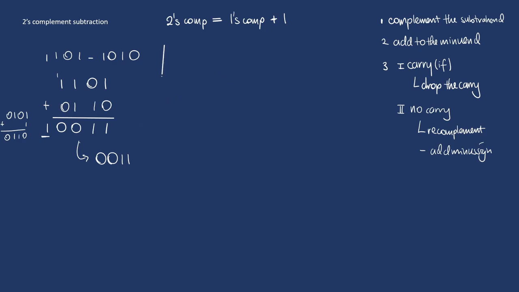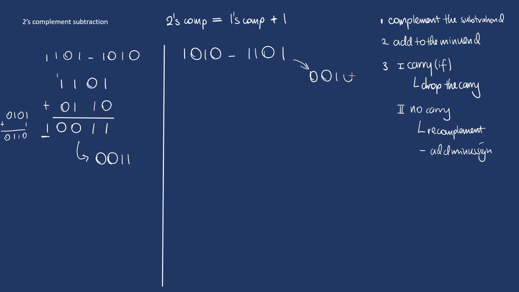So let's do one without a carry, so that we can get used to recomplementing. Okay, so the easiest way to do it, let's switch these. So 1, 0, 1, 0 minus 1, 1, 0, 1. Okay, take the 2's complement of this guy. We start with the 1's, so that's 0, 0, 1, 0 plus 1 is going to give me 0, 0, 1, 1. Okay, and that's what I'm going to add to this. So I have 1010 as my minuend plus 0011. Okay. Adding this is going to give me 1101, since this carries over.